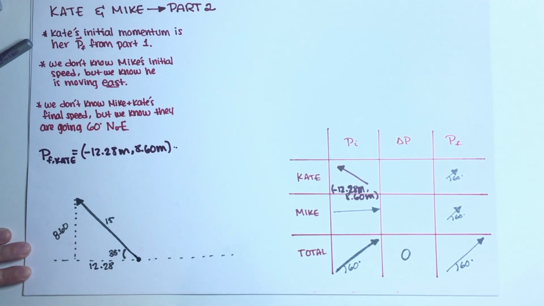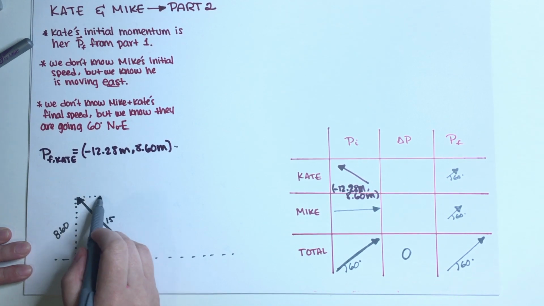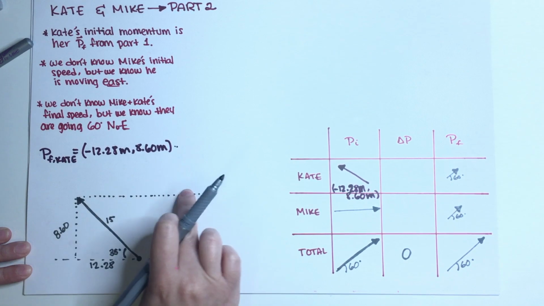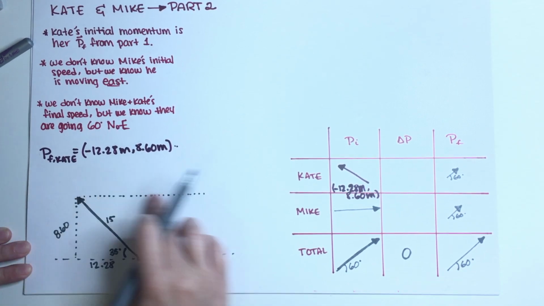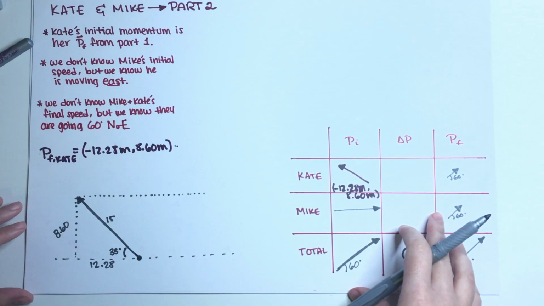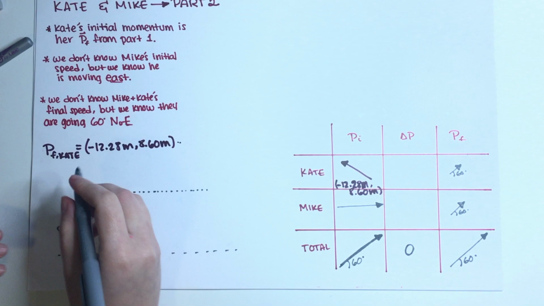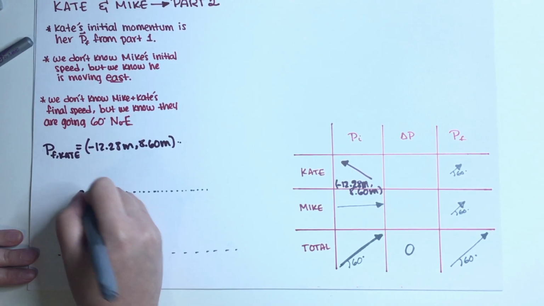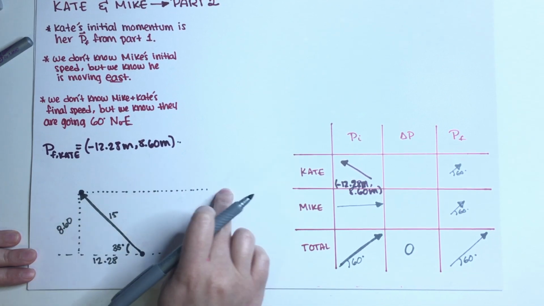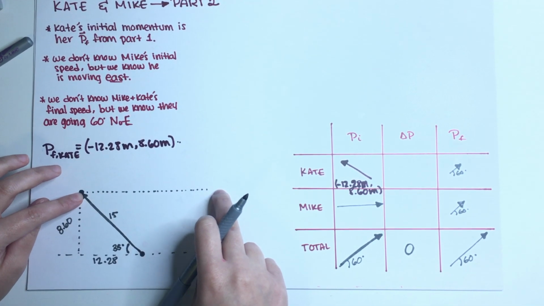So this is Kate. Now, we know that Mike is going to be somewhere in this line over here because Mike is going to the west and Mike is going to add up to Kate in order to give us a final momentum, right? And that is how vector addition works. We do the head to tails method. So Mike's vector is going to start somewhere here and it's going to end up somewhere in this line. But how can we possibly know the length of Mike's vector?